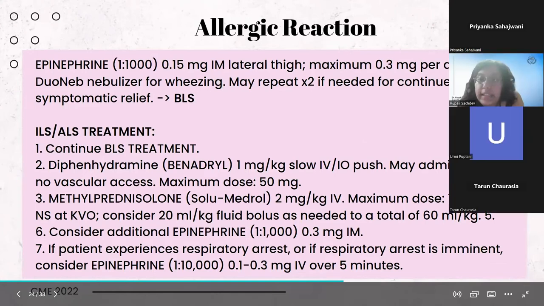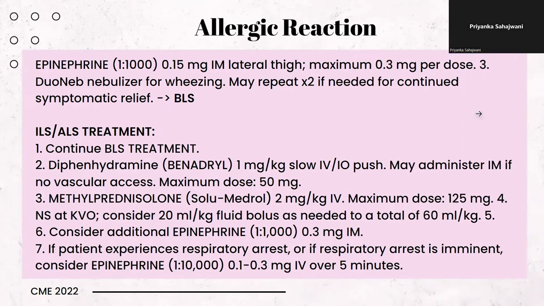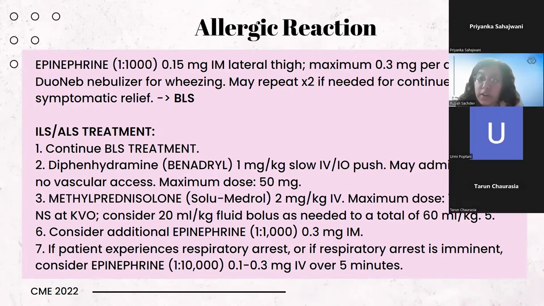So how do you treat these children? What you can do is give adrenaline or epinephrine 1:1000, 0.15 milligram laterally in the thigh IM, which is the easiest thing to give to a child. And you can also give a Duoneb nebulizer for the wheezing. You can repeat this twice if there is no symptomatic relief.